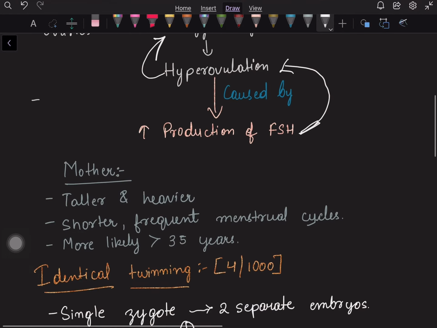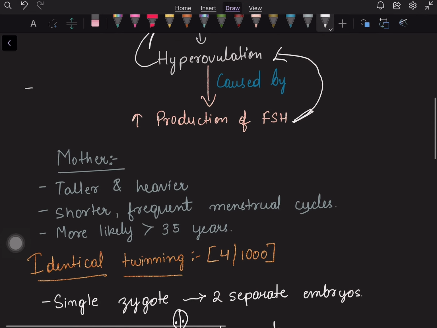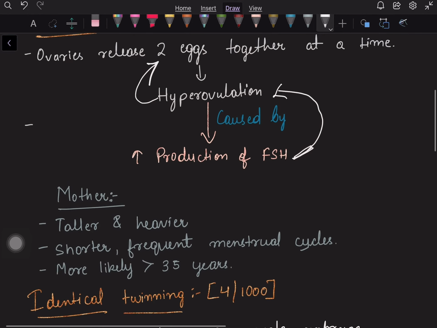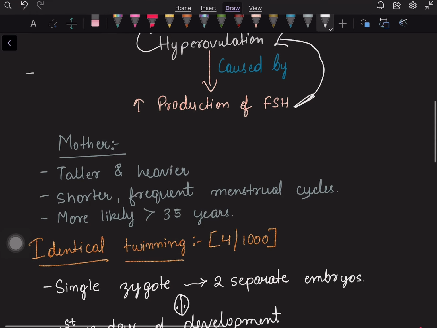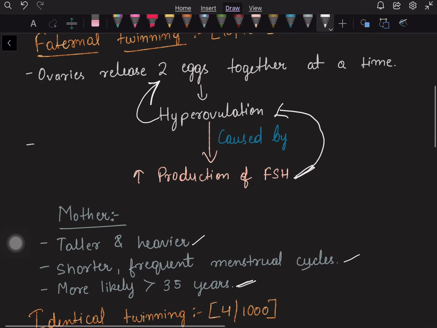Then what are the characteristics of the mother who usually carries fraternal twins? The mother is taller and heavier, has shorter and frequent menstrual cycles, and is more likely to be over 35 years of age. Those who carry a pregnancy after 35 years have more chances of having fraternal twins because of the increased production of FSH and hyperovulation.